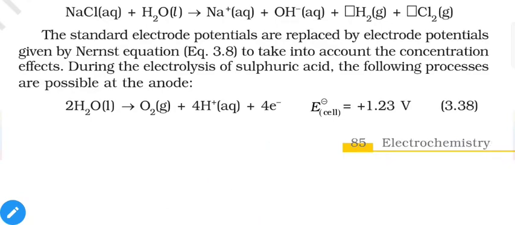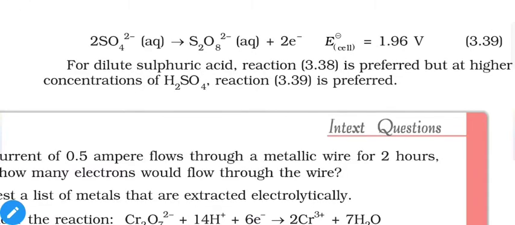So the first possible reaction, as we can see here, is the production of oxygen, which has a reduction potential of 1.23. And the second possibility is that SO4 2 minus will participate in the reaction and S2O8 2 minus will be obtained. So it has 1.96 volts of potential. Now as we know, for oxidation or on the anode, the lower reduction potential value will be obtained.